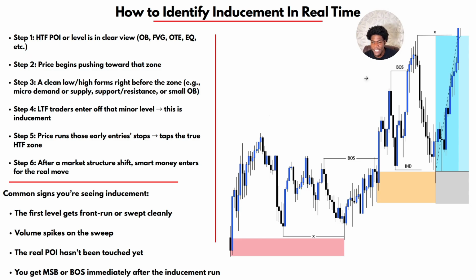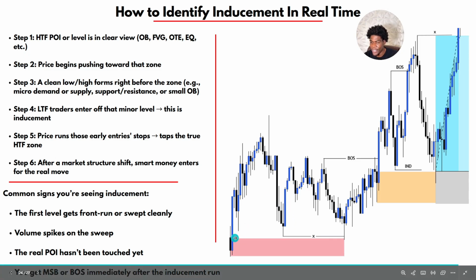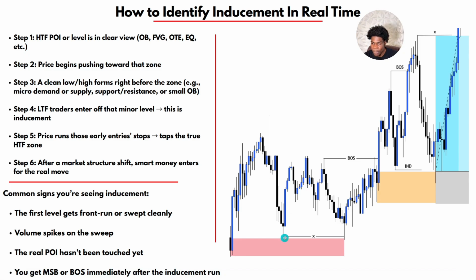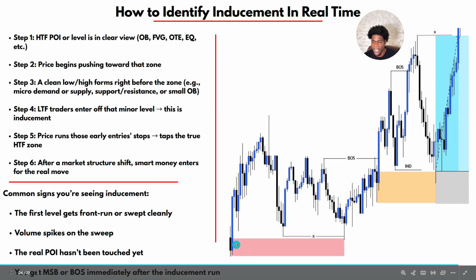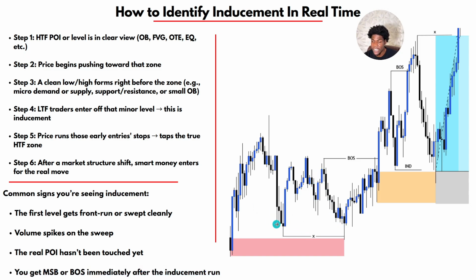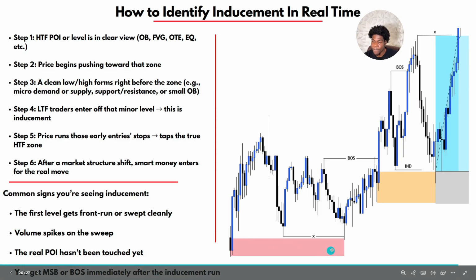Let's go over some common signs you're seeing an inducement. The first level gets front run or swept cleanly. As you can see right here, this level goes lower, it gives us a liquidity sweep and then rallies higher. But there's an order block right near it, right? And it hasn't been touched yet. This right here is a sign that this order block is our inducement, because why didn't price come lower and mitigate this order block? Ask yourself that. Why didn't this level come down and mitigate this order block? Because this is setting up for this order block. It's creating liquidity. So when price pushes down lower and clears this liquidity, it taps into the real zone to then extend higher.